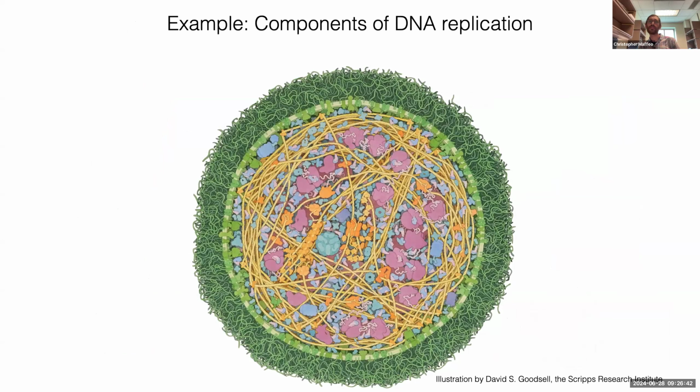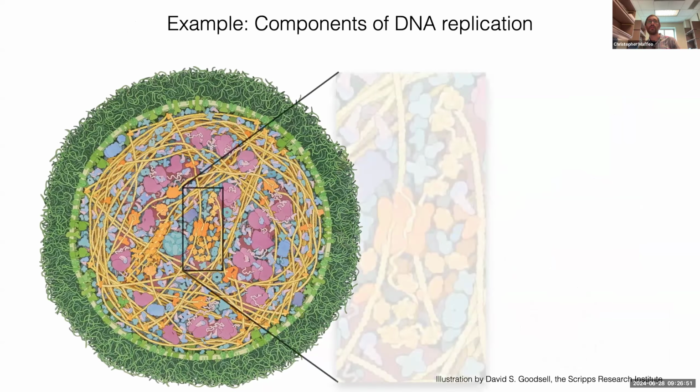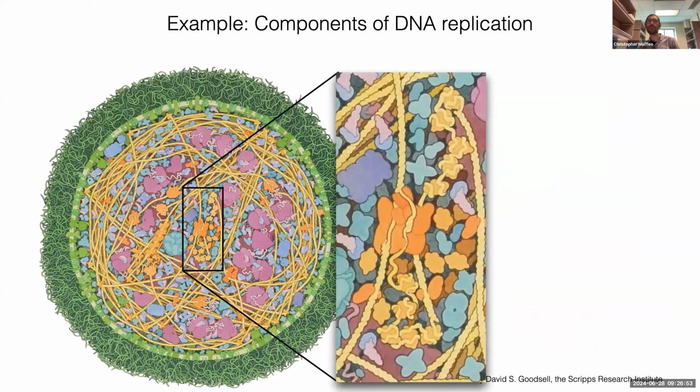So using this bacterium as an example, you can zoom in on some component of the bacterium. Here, the yellow polymers that you see are meant to represent DNA. And in this illustration, there's an active replication process occurring. That's known as the replication fork or replisome.